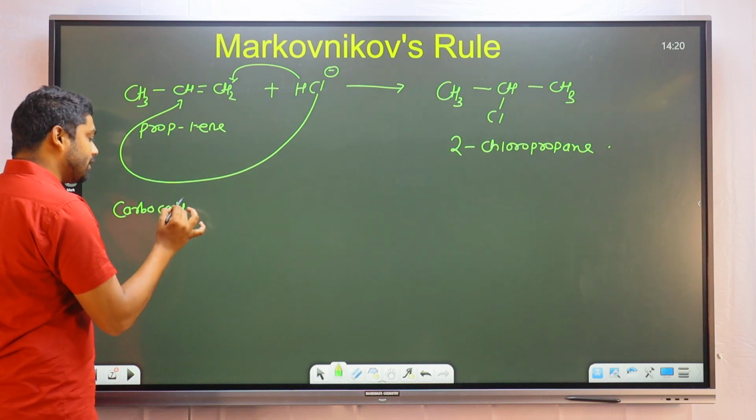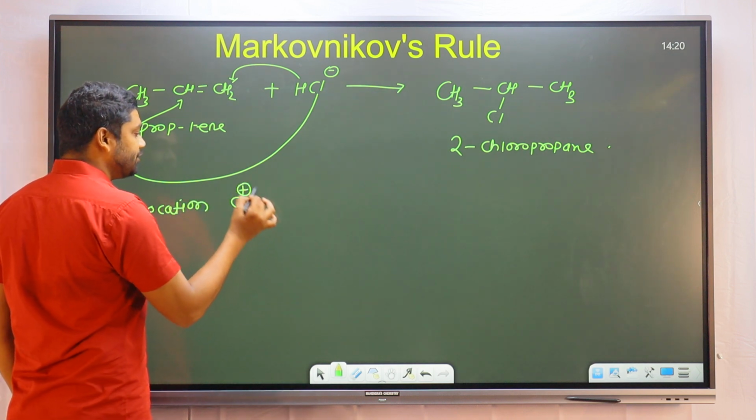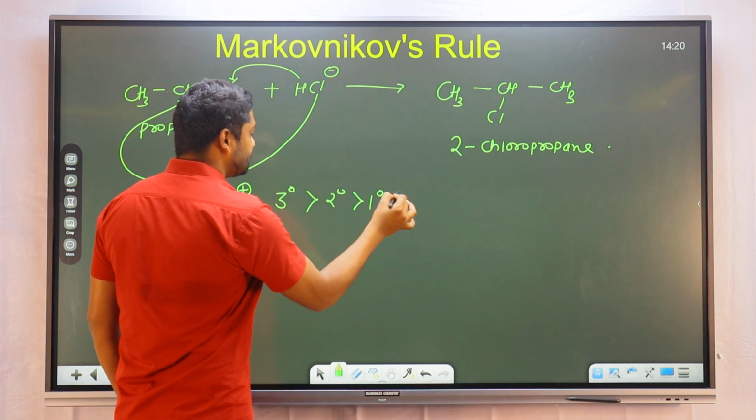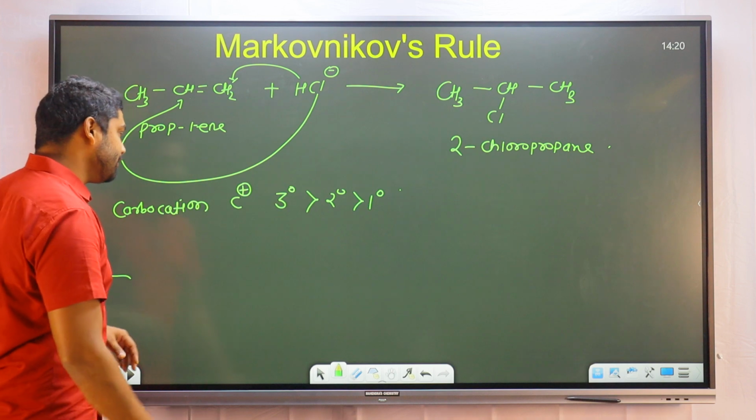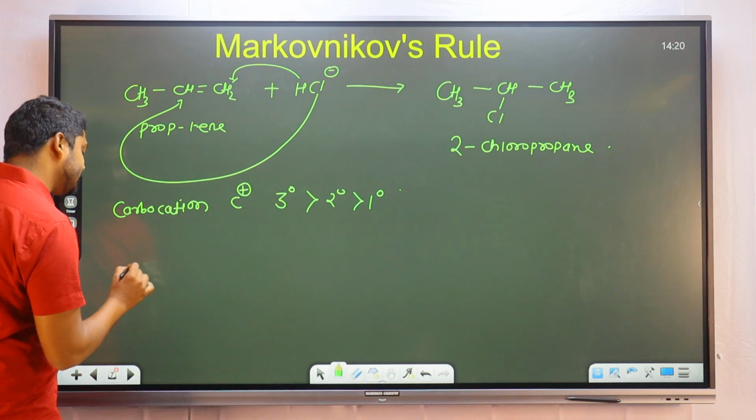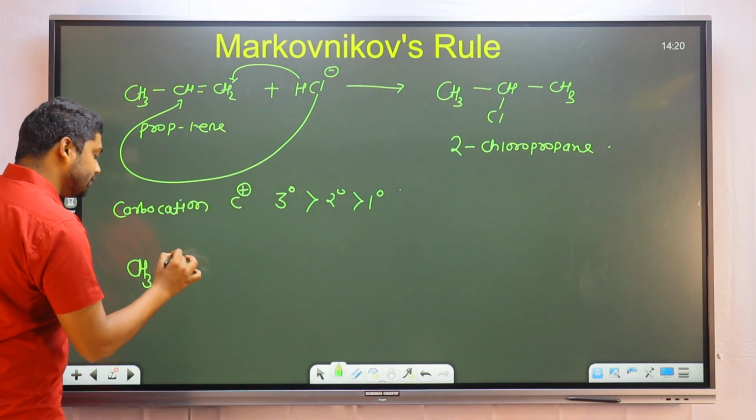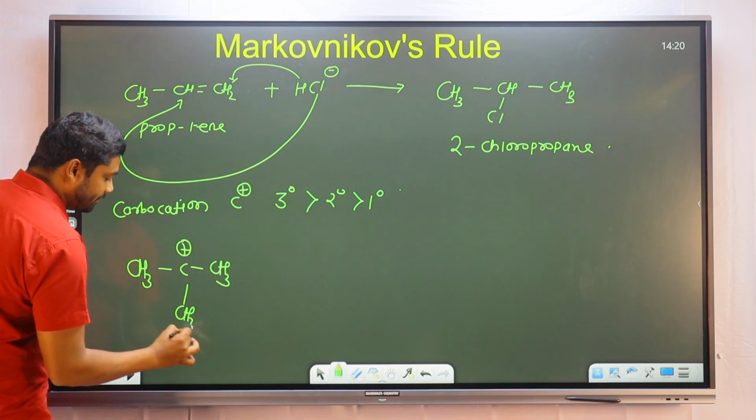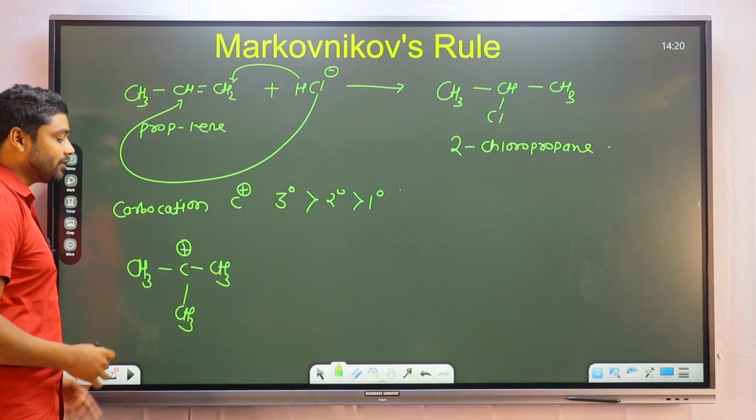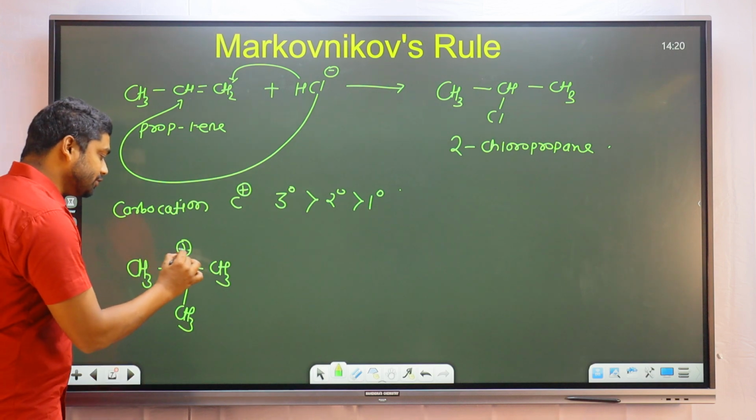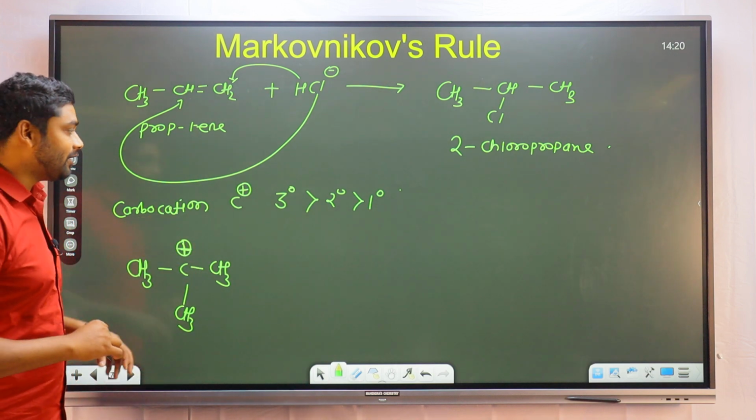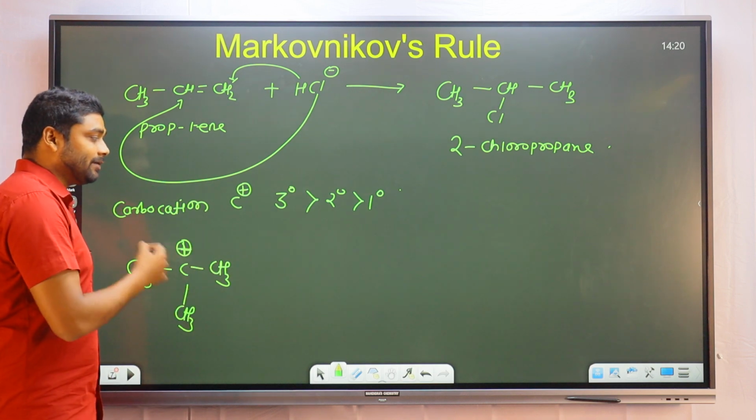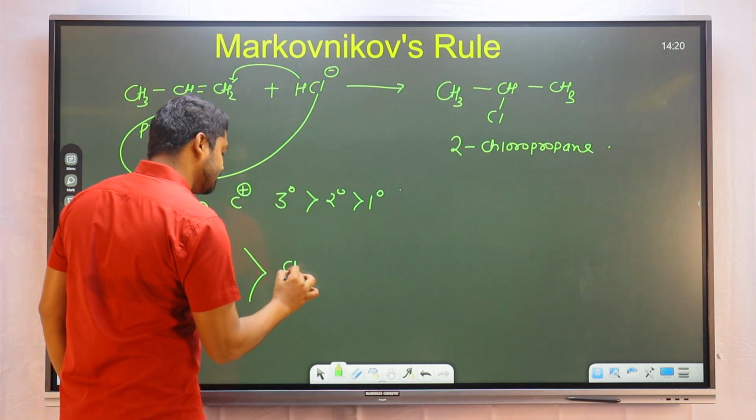What is a carbocation? A carbon having a positive charge, and the stability of carbocation is tertiary, secondary and primary. Why is a tertiary carbocation stable? That is also important. Suppose this carbocation has three electron donor groups. When three electron donor groups are available, the positive charge gets neutralized and it acquires less charge, and that's why the stability increases for the tertiary.